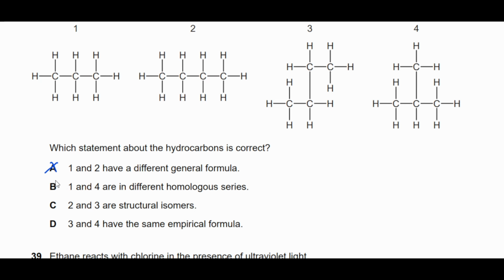2 and 3 are structural isomers. That is incorrect because 2 and 3 are the same thing. It doesn't matter how you draw them out. It may look different, but it's actually the same thing, because if you bring this part up, it's just the same. These molecules can be rotated, the bonds can move around each other. So 2 and 3 are the same thing, they are not different, so therefore they are not structural isomers.